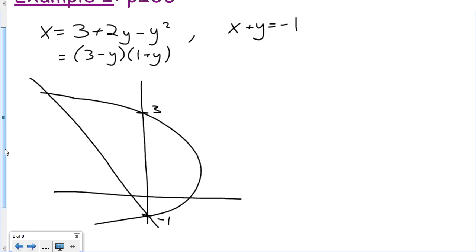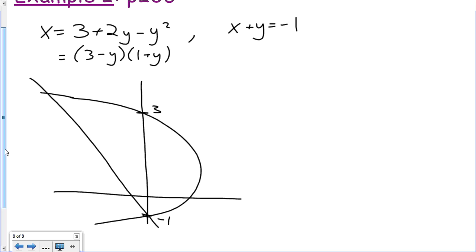But the y-intercepts in this case will be helpful in sketching it. I know where those two points are, and the fact that it's got a negative y squared would tell me that it opens up in the negative x direction, so it opens up to the left. That might be helpful as well.